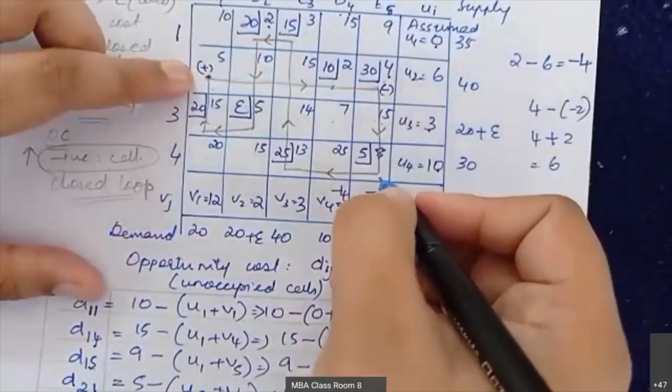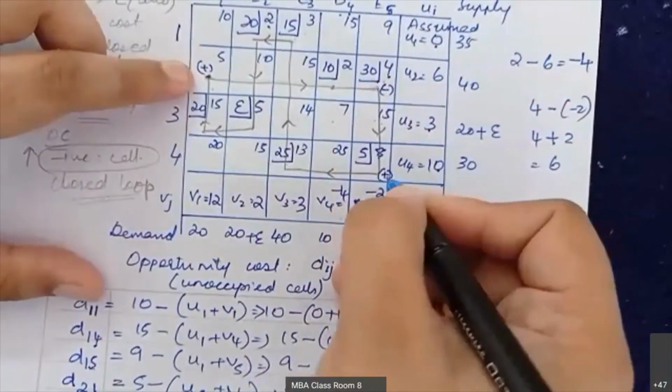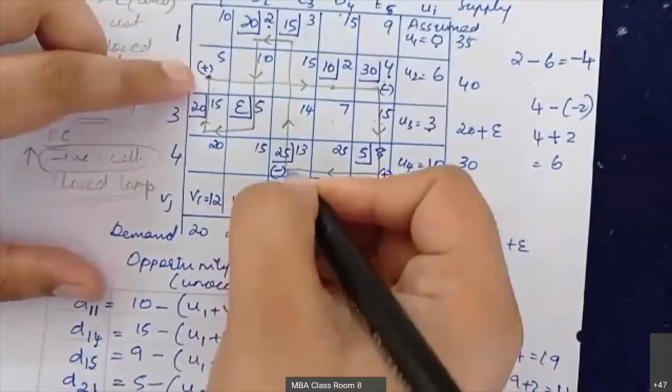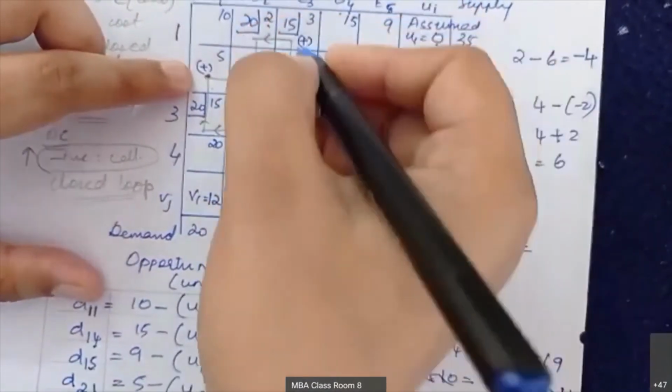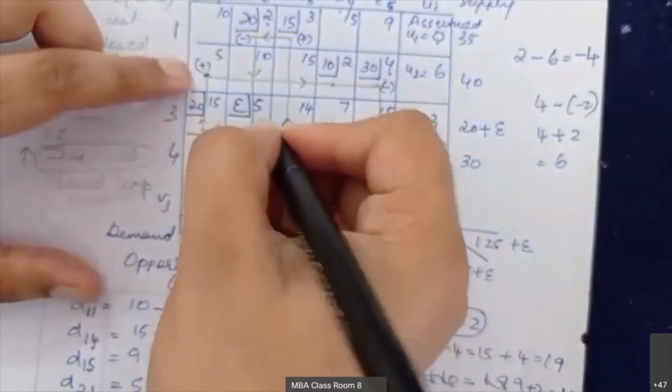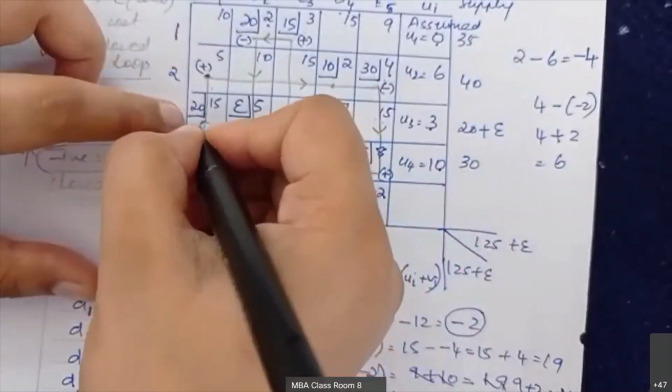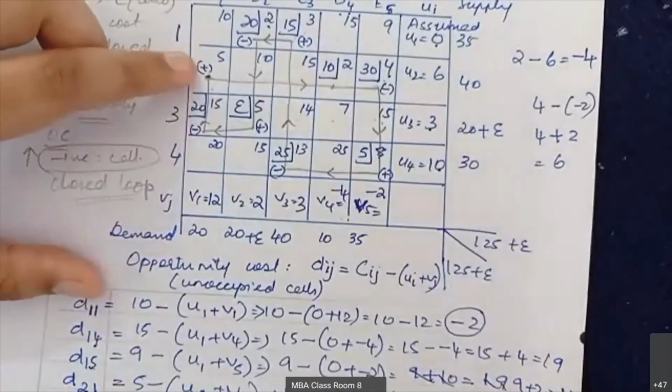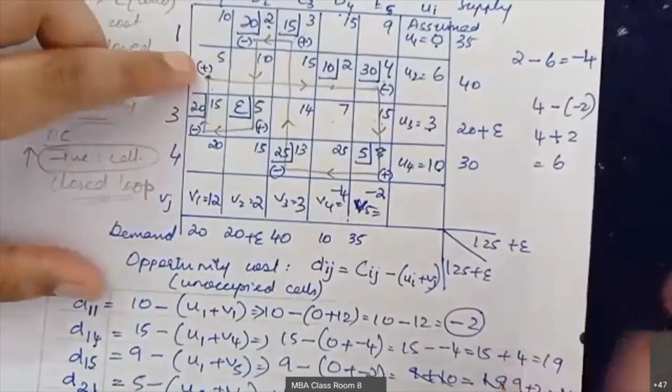Okay, then I came down, I will put plus. Then I went to the side, I will put minus. Then I went up, I will put plus. Then I went to the side, I will put minus. Then I came down, I will put plus. Then I went to the side, I will put minus. Finally, back to the starting point, I will put plus. Plus is already there, so you don't have to do anything. Okay. Now, what is my next step?